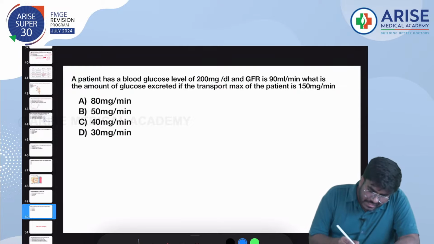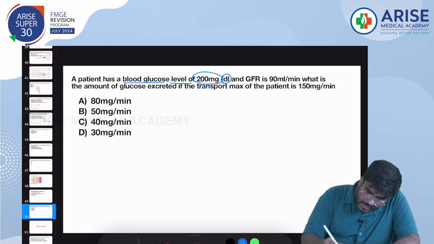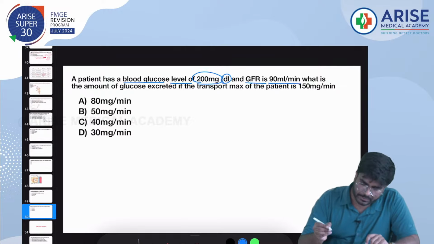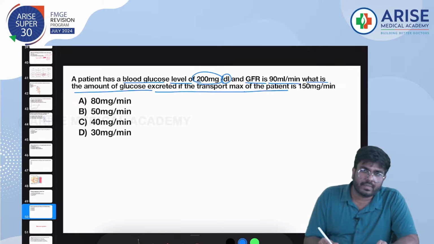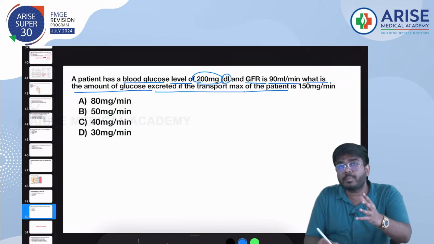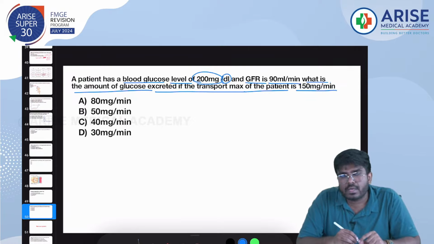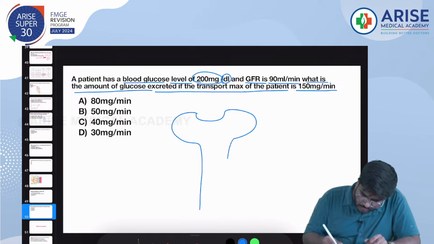Okay. A patient has a blood glucose level of 200 milligrams per deciliter. This much glucose is there in his plasma. And what is his GFR? 90 ml per minute. What is the amount of glucose excreted if the transport maximum of this patient for glucose is just 150 milligrams per minute? So, how to understand? Look here, guys. Let's imagine this is a nephron.